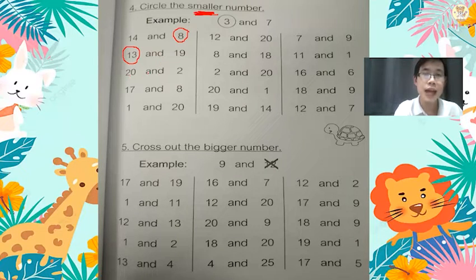Okay, next 20 and 2. This question is very easy because number 2 comes first. And then 17 and 8, number 8 is smaller. Next 1 and 20. Number 1 comes first and number 1 is smaller than 20, certainly. So I will give you some time to think about the rest. Okay, if everybody finish doing this exercise, please take a look at number 5.